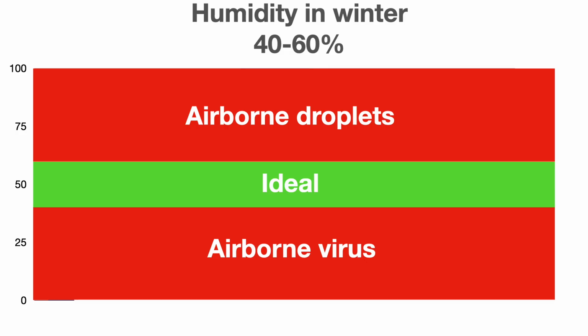First of all, is humidity. At a very high humidity, you have the airborne droplets, those big gooey droplets we talked about. And at lower humidities, you have airborne virus where it's stripped and sitting out there. So there is an ideal humidity, which is between 40 and 60%.